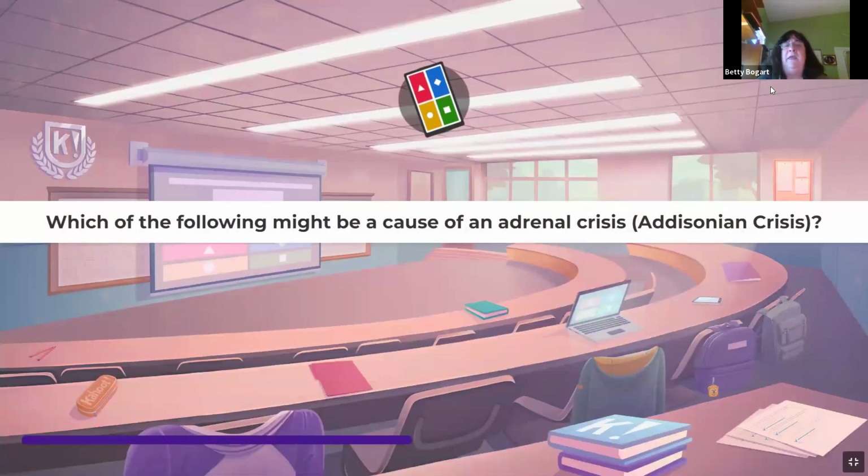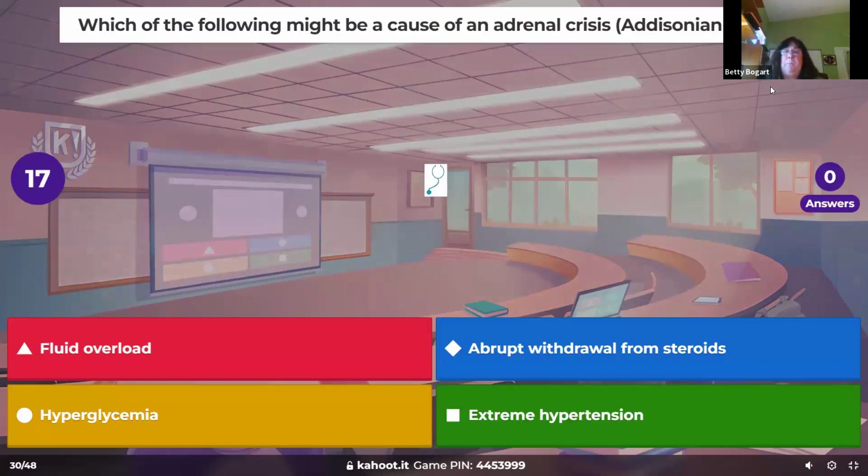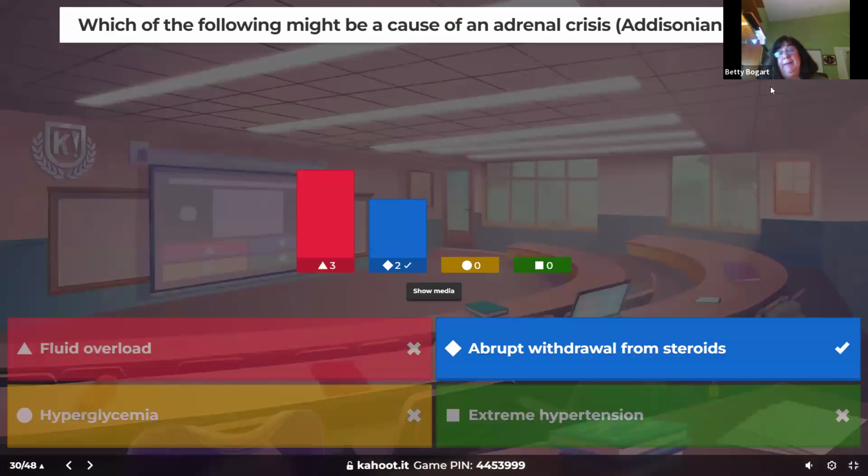Which of the following might be a cause of an adrenal crisis? The Addisonian crisis. A lot of times we put patients into this when they have Cushing's disease. Why? This is when you just stop the steroids and you don't taper them off. And it causes this adrenal crisis. Very dangerous. It feels horrible. And again, the treatment is let's give them the steroids, and then now let's taper it down the way it should go.